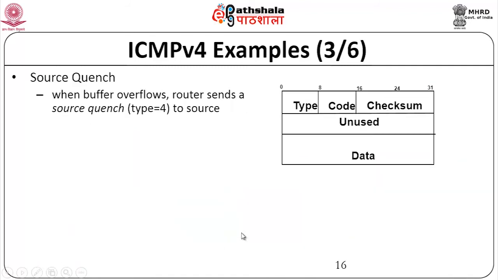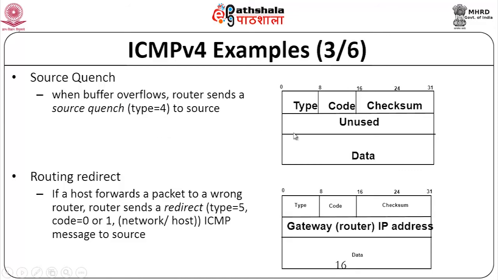The source quench message, okay, this is the third type of message that we have. You have a type, code and checksum, and there is just some data which is specified. The data field could also be empty. The type and the code give us sufficient information about what this message is actually trying to convey to us.